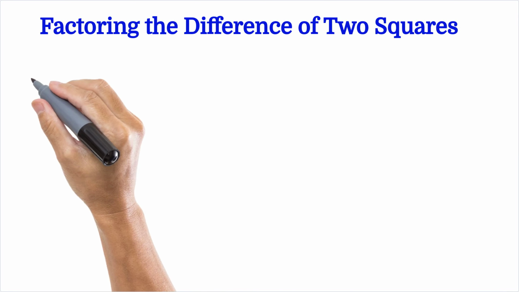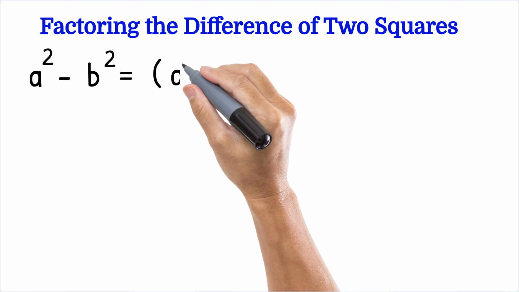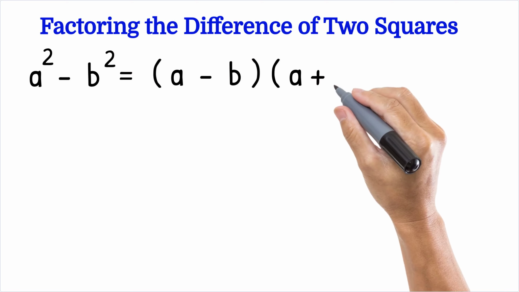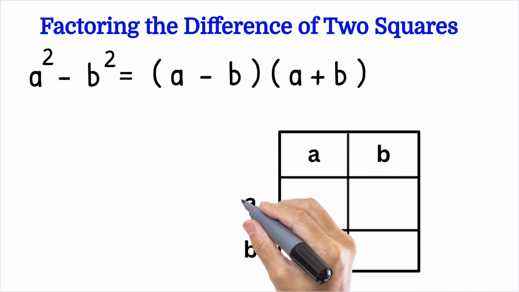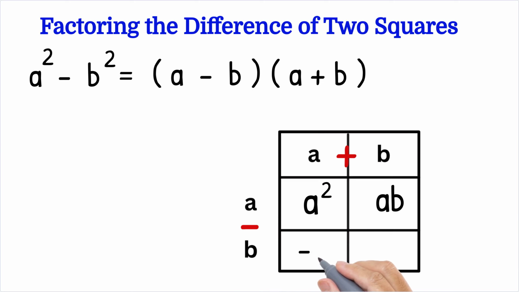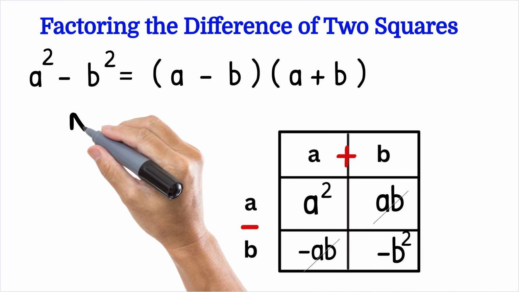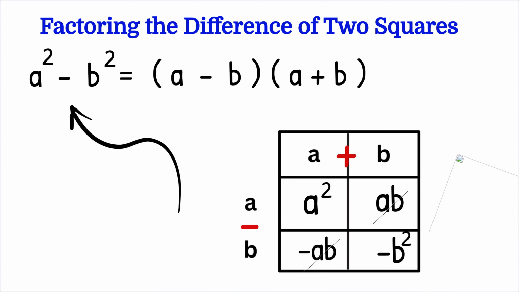Formula: a square minus b square. Use the FOIL method to multiply. (a minus b) and (a plus b). A times a is a square. A times b is ab. Minus b times a is minus ab. Minus b times b is minus b square. Plus ab and minus ab cancel out. The result is a square minus b square.